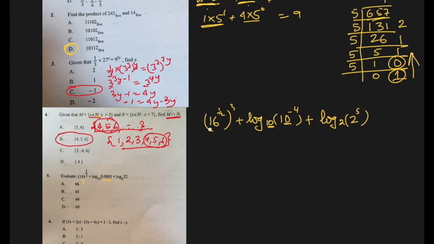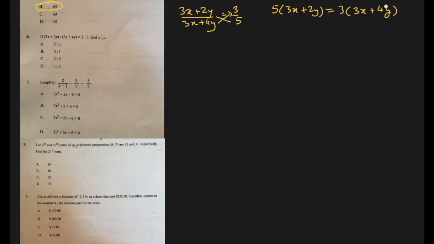So what is square root of 16? 4. So it will become 4 cube plus, whenever we have same base here and same base here, they neutralize each other. So we are left with only minus 4 here. Similarly, base here and base here are same, so plus 5. So it becomes 64 plus 5, 69, minus 4, 65. So this is the answer B.